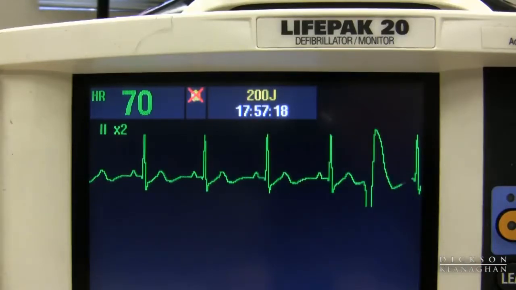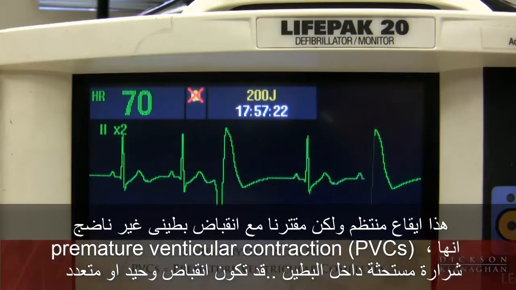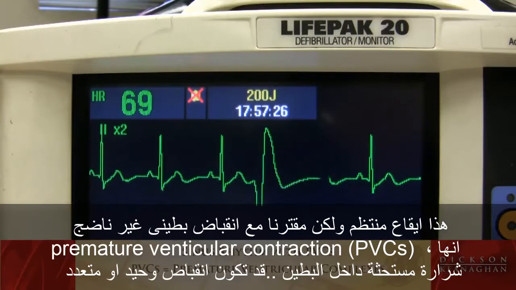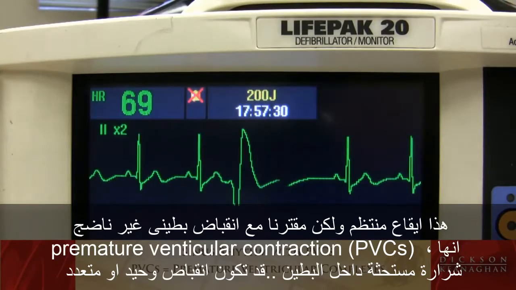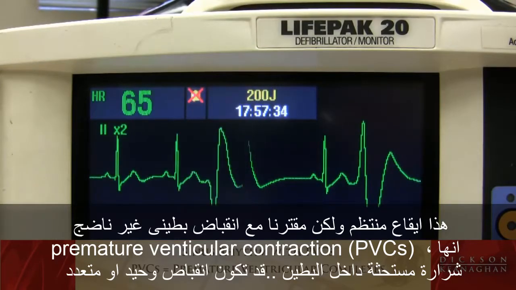Here's a sinus rhythm with PVCs, an ectopic originating in the ventricle. They could be unifocal PVCs, or if they look different, they could be called multifocal PVCs.